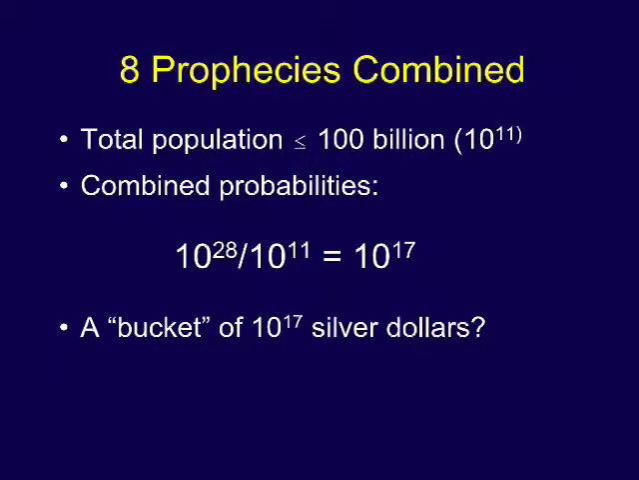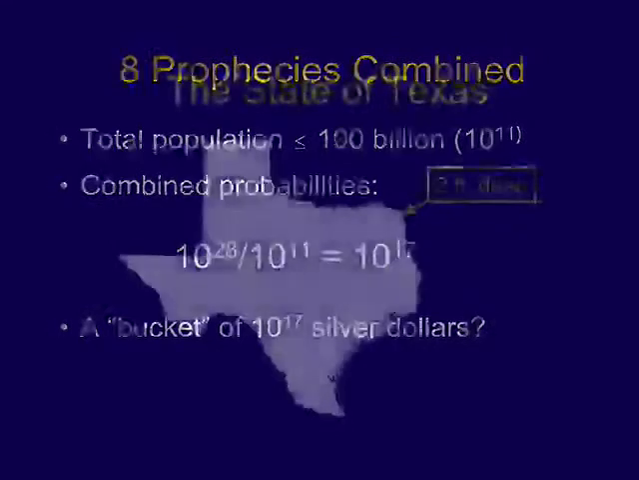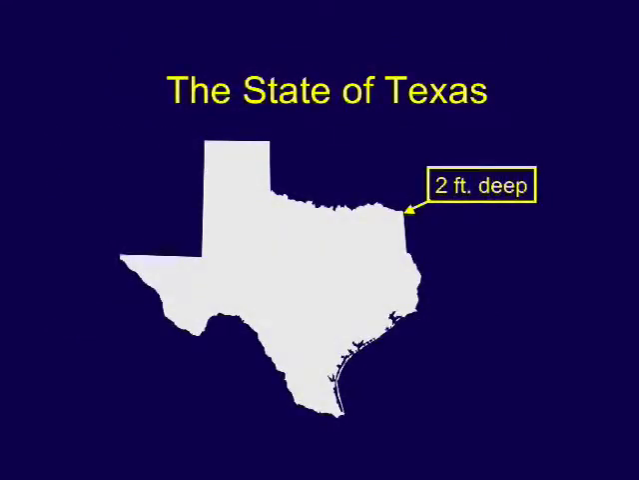So that's okay. What I need to do to demonstrate this probability that we're talking about here is I need a bucket that will hold 10 to the 17th silver dollars. That turns out to be a pretty big bucket. That's a lot of silver dollars. In fact, if I want a bucket of 10 to the 17th silver dollars, I need to take the state of Texas and fill it with silver dollars, and it'll end up being about 2 feet deep. That's 10 to the 17th silver dollars.